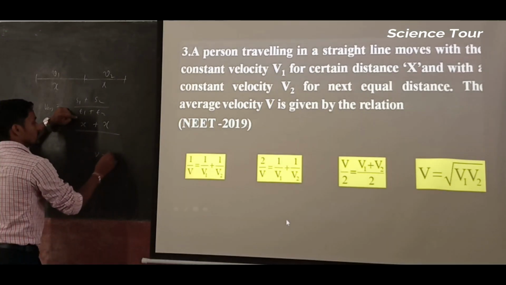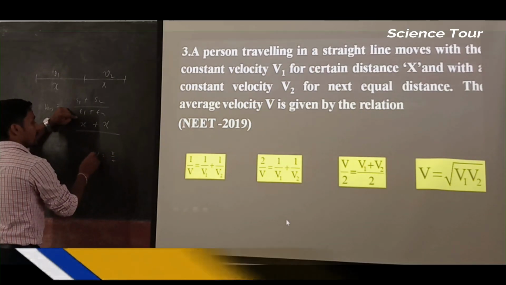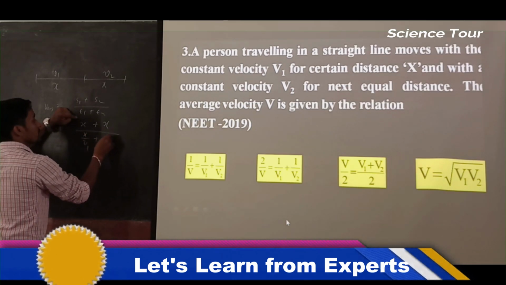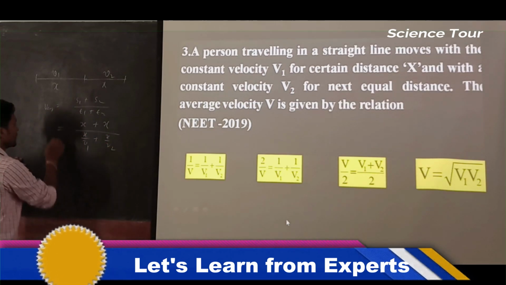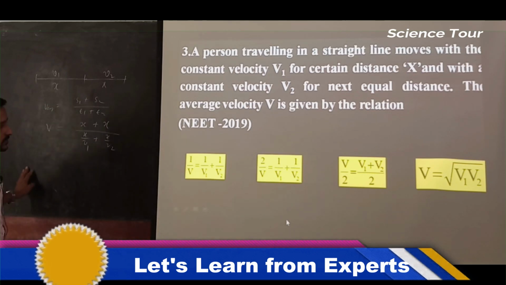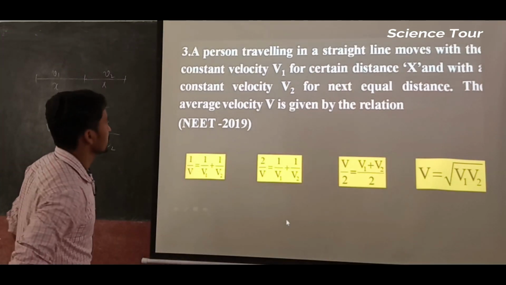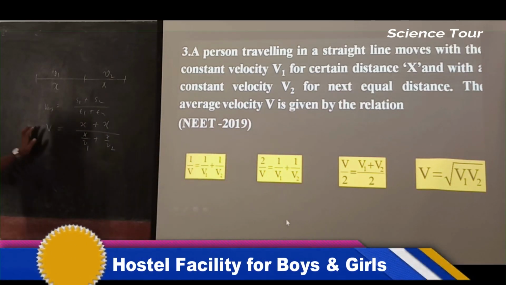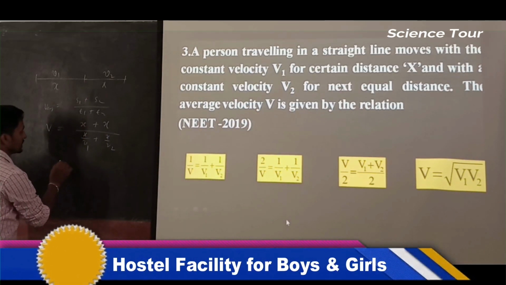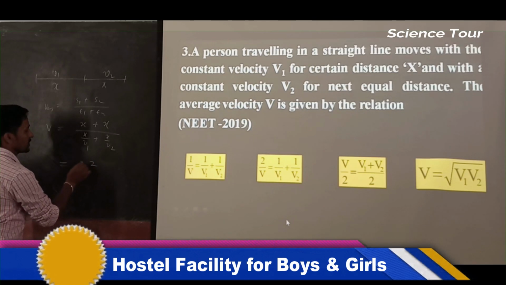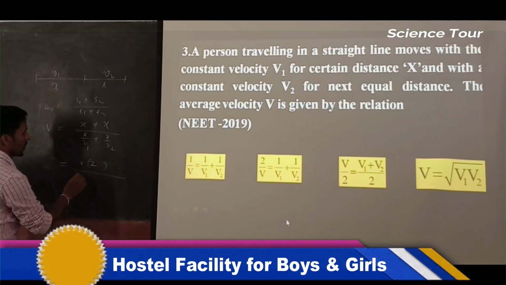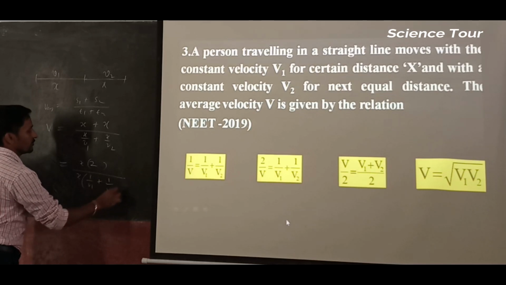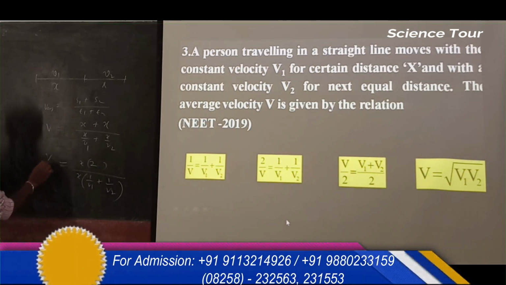So velocity is equal to displacement by time, time is equal to displacement by velocity, x by v1 plus x by v2. Now what happens? This is v average, average velocity v they have given, we have to write down v itself. So now here, 2x, x is a common term I have taken out, so here x also common term, 1 by v1 plus 1 by v2, x cancel, this is v.